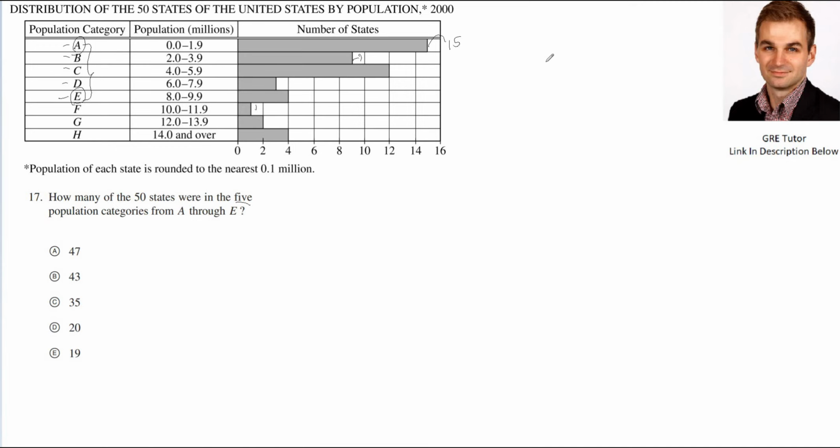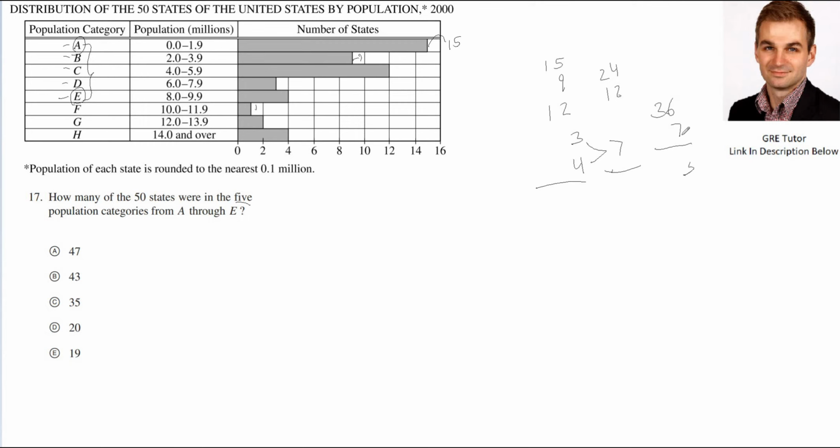So here you start with 15. Here you have 9. Here you have 12. Here you have 3. And here you have 4. All right, so that gives you what you're going to be counting up. This turns into 7. So this turns into 24. So you get 24 plus 12 plus 7. 24 plus 12 is 36. 36 plus 7.